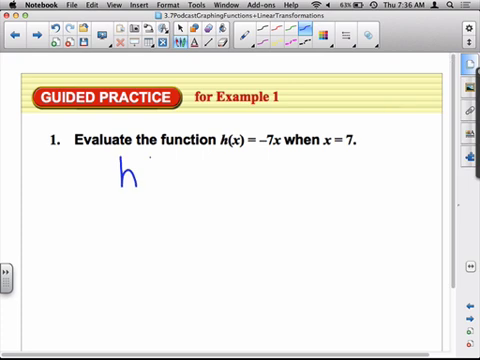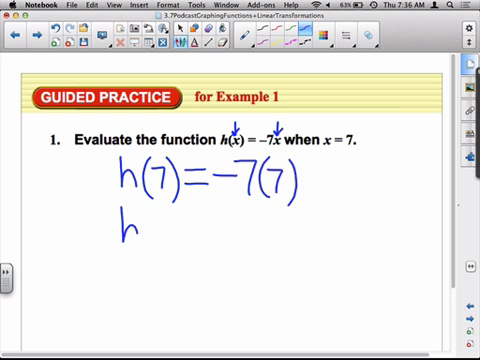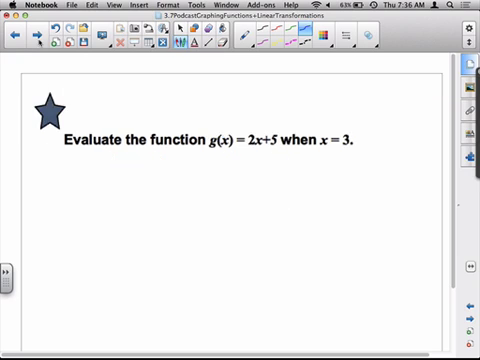So I am going to write h of 7 because in here is where I'm going to be showing that I'm solving for a value of x of 7, and then I'm going to plug in my 7 to solve. So h of 7 equals negative 7 times 7, which is negative 49. So try an example like this: g of x equals 2x plus 5 when x equals 3.